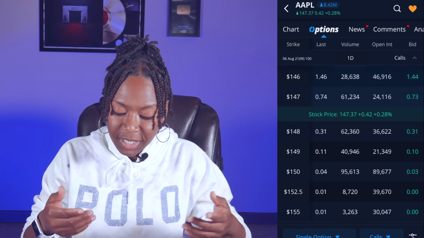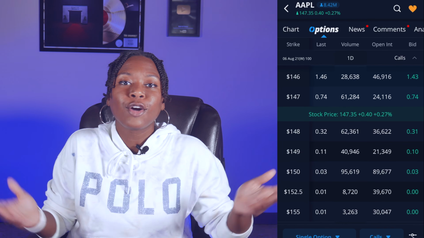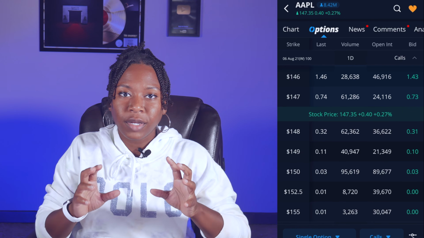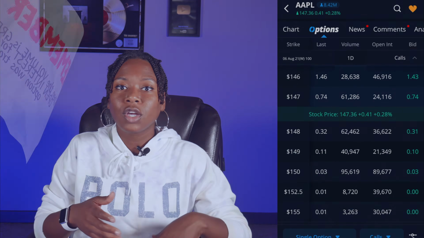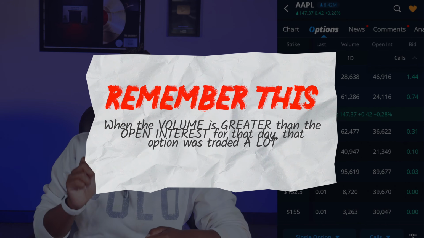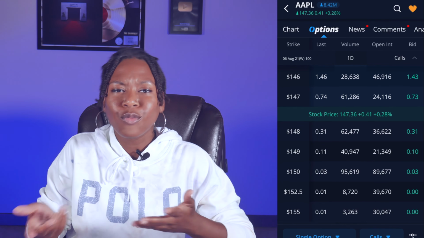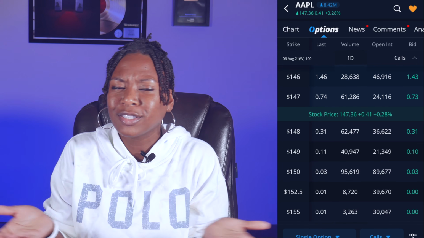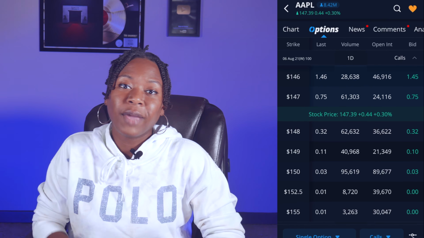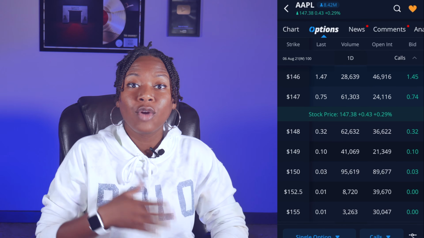So just looking here, we see 62,000 for the volume, and then you see 36 for the open interest. So one way that you can use the open interest and the volume together is to compare the open interest to the volume of the contracts traded. When the volume is higher than the open interest for that day, then that option was traded a lot. So that was a very, very popular play that day. And you kind of want to go with the way the market is moving. We're good, smart traders. We know what we're doing. So the trend is your friend. Follow that trend.